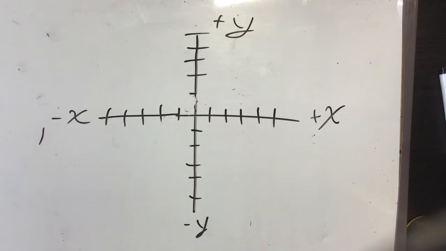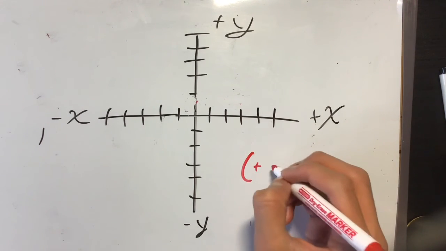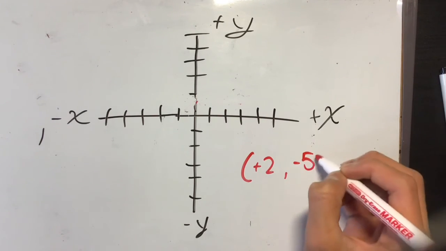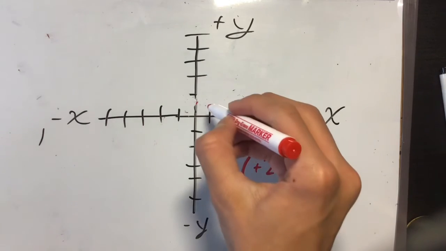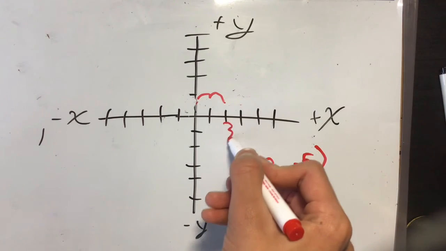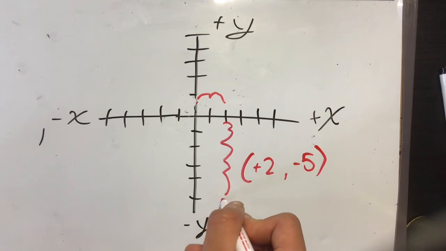Now let's do another example. What about +2, -5? We know it's a positive x, so we go in this direction to the right 2 times. 1, 2. But we go -5 or down 5. 1, 2, 3, 4, 5. Therefore, the point would be right here.